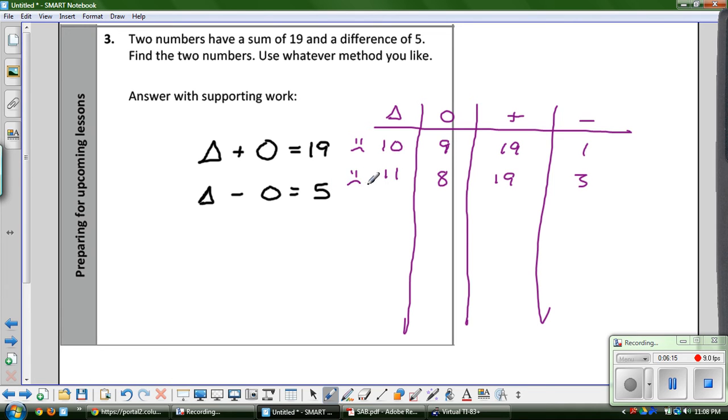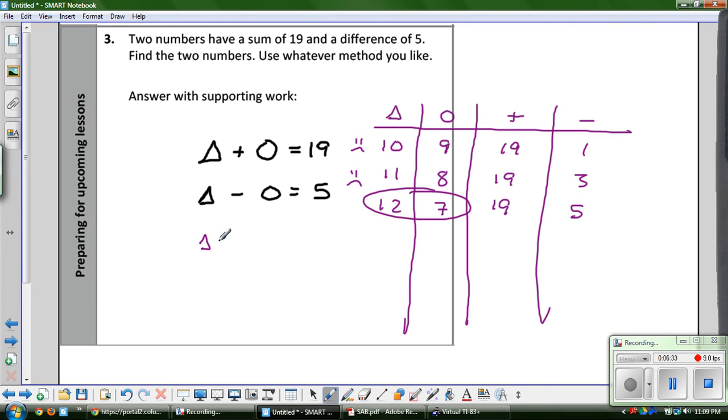Let's kick this up to 12. If that's 12, I got to choose 7. And hopefully you guys are seeing some patterns emerging right here. 12 plus 7 is 19, but look at this. 12 minus 7 is 5. These are my numbers right here. So my triangle number is going to be 12. My circle number is going to be 7.